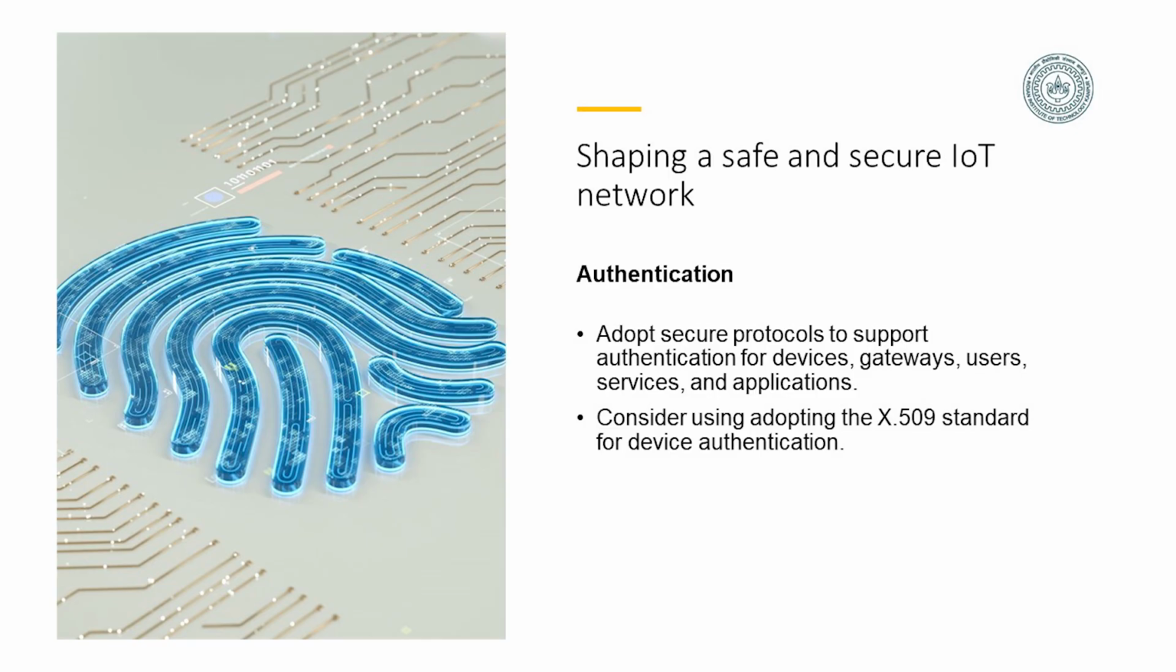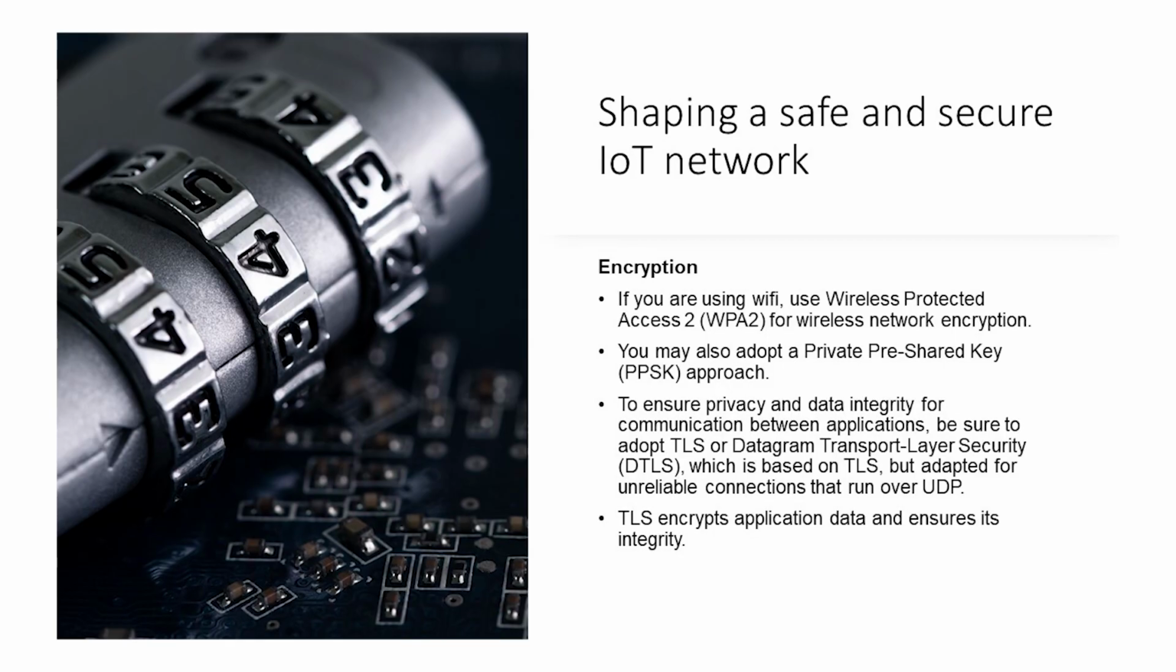A typical standard that is used for device authentication is X.509. Consider using this. For encryption, if you are using Wi-Fi, you can use WPA2, Wi-Fi Protected Access 2, for your network encryption. If you go on your laptop and look up the properties of your wireless network, you will see your WPA2, your network ID, your SSID and your password. You can also adopt a private pre-shared key approach to create a safe and secure network, a key that is shared between maybe two users.